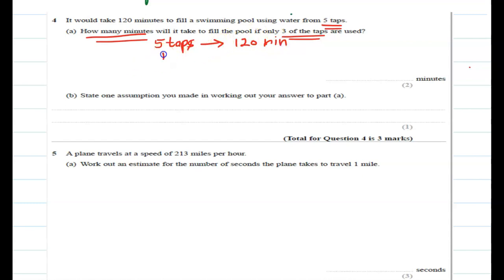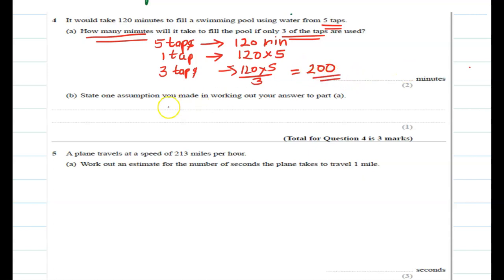It means if only one tap is filling, one tap will take more time. For more we can multiply, 120 times 5. Now if there are 3 taps, it will take less time comparatively from the previous one. So 120 times 5 divided by 3. 120 divided by 3 is 40. 40 times 5 is 200 minutes, right? So it will take 200 minutes.